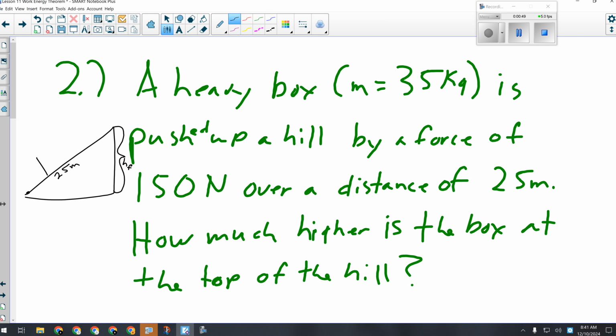All right, I've got the box on there. It's going from the bottom to the top. There's 150 newtons worth of force pushing it, and that is all I know. They don't mention any change in speed, so is it okay to assume it's not accelerating? Yeah, they would have to mention that, and they don't, so we can assume it's not accelerating. What kind of energy is being changed? Potential.